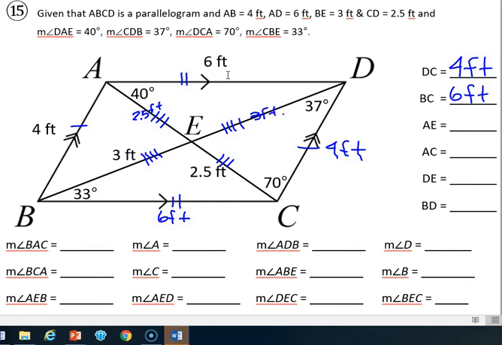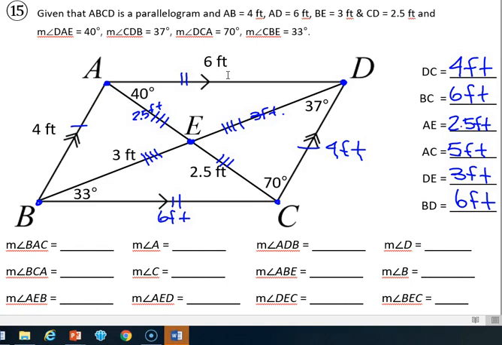So now it says AE, which is from here to here, is 2.5 feet. That's what I have labeled. And if I'm looking for the whole length of AC from A up here down to C down here, that is going to be 2.5 plus 2.5, which is 5 feet. Then we have DE. DE is up here, and we've already got it labeled. This is DE right here. It's 3 feet. And again, when we're talking about BD, BD is down here. D is up here, so that's the whole length of that diagonal. So that's going to be 3 plus 3, which is 6 feet.